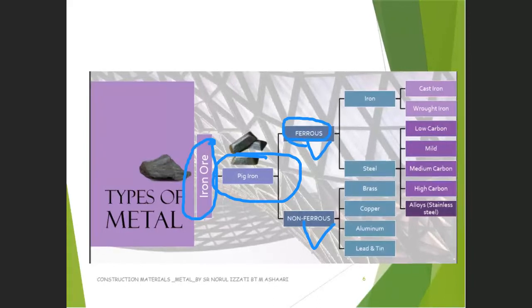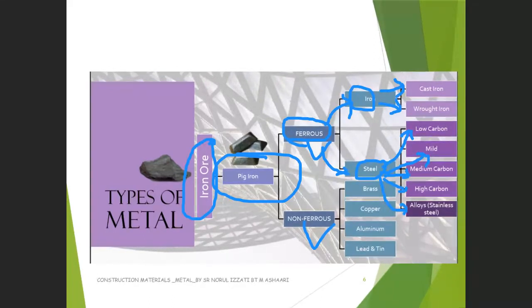Now if you look at the top, for the ferrous metal we have iron and we have steel. So iron is one of the products. If you put iron plus carbon, then you get the steel. From the iron we have cast iron and wrought iron, and from the steel you can see there is low carbon, then mild carbon steel, medium carbon, high carbon, and then the last one here, we have stainless steel where the color is shining, normally used for architectural purposes. Normally the stainless steel is not required to be painted.